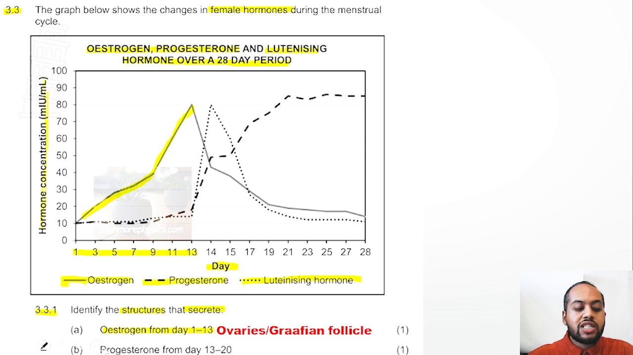Then B, the progesterone from day 13 to 20. We are now looking at progesterone levels. So this thick dotted line from day 13 all the way to day 20. What is releasing these high levels of progesterone here? What structure starts to release progesterone? The corpus luteum that is going to be located inside the ovary.